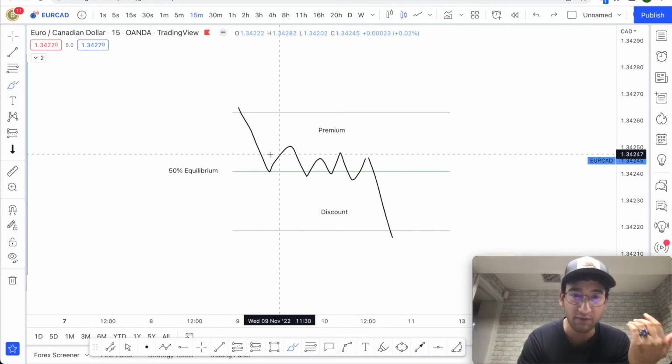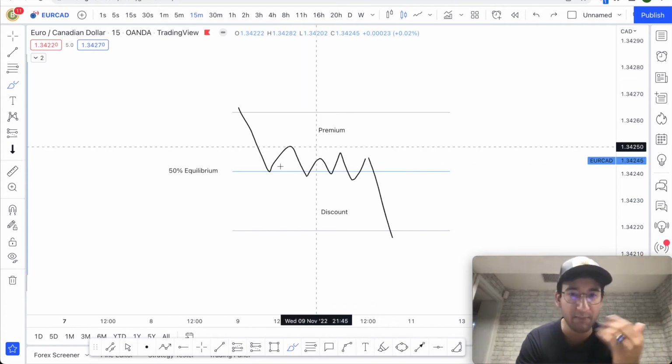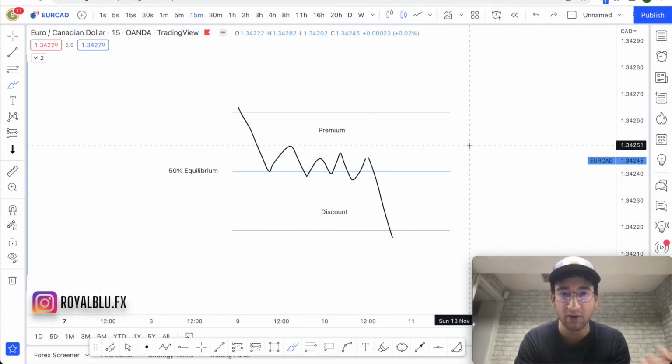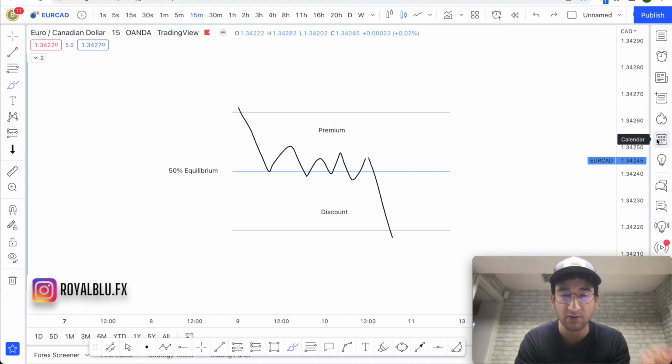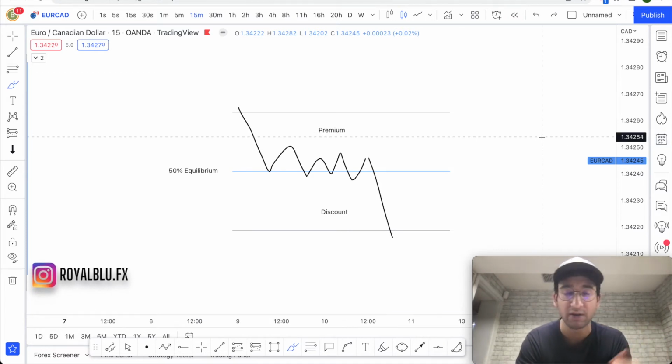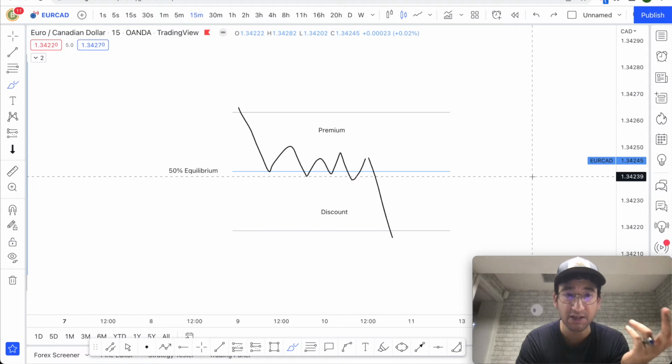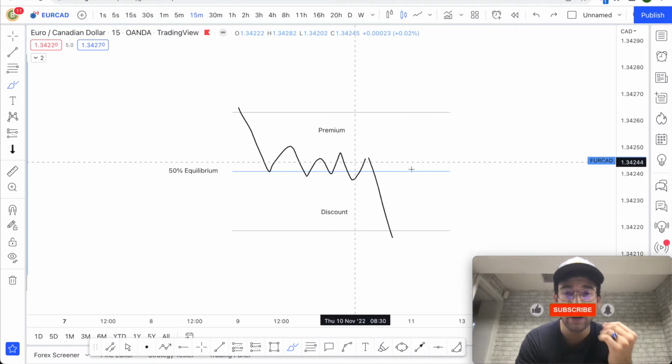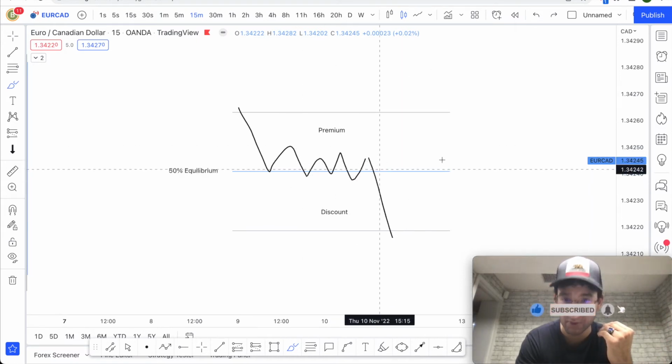Now, some will fail and some will win, depending on whatever they're looking at and depending on how the market is, depending on their subjective ways of seeing the markets. But in our case, as the SMC trader, we're not buying anything from the 50%.